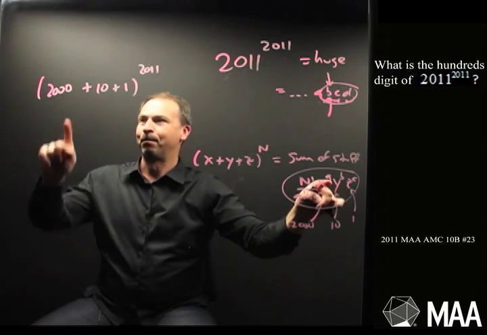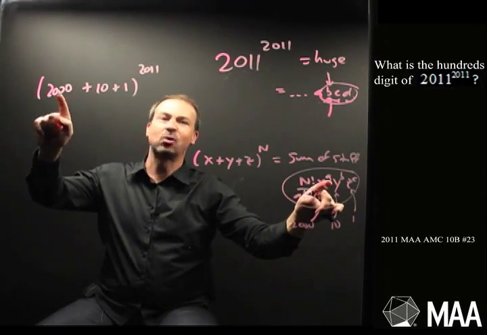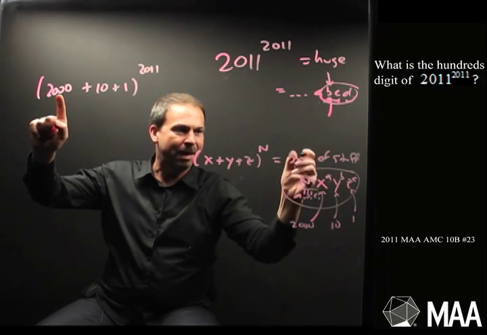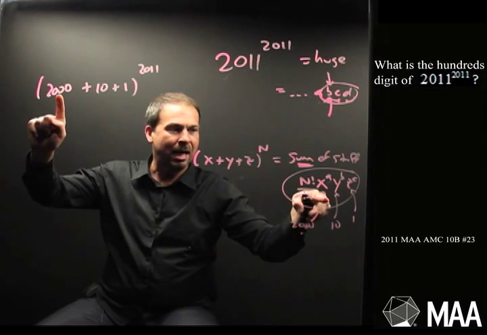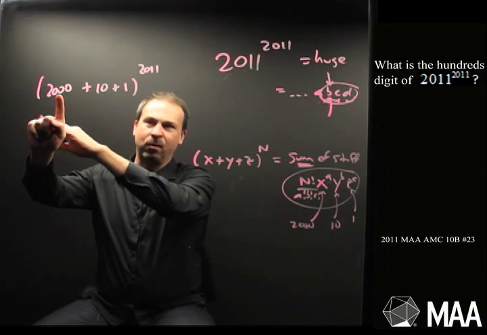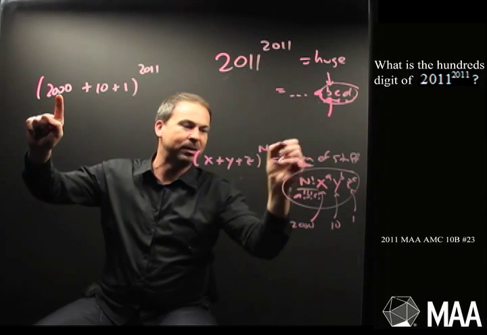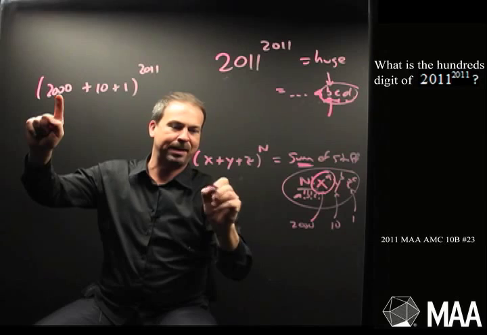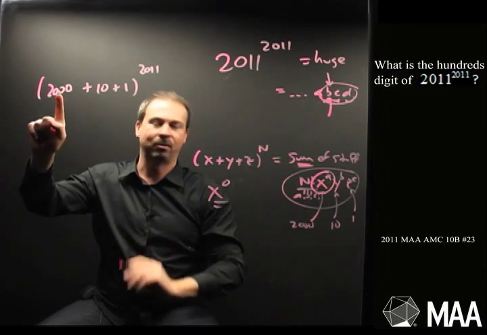So, powers of 2,000, I don't want any of those. In this whole sum, I can ignore all the terms that involve 2,000. I only care about the ones where that term is x to the zero. I don't care about any other stuff.